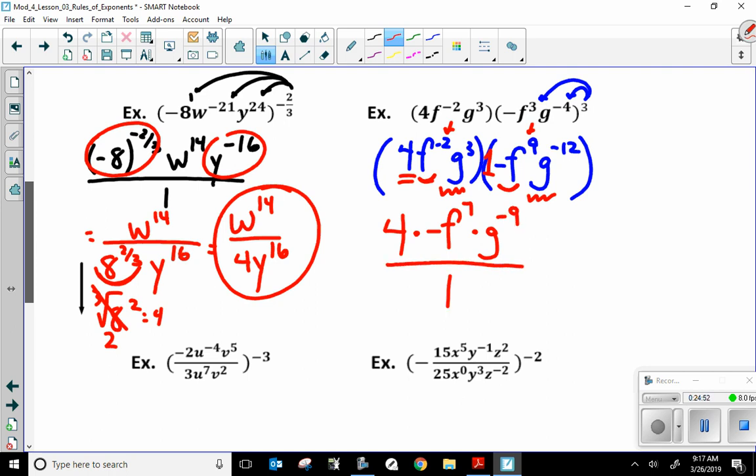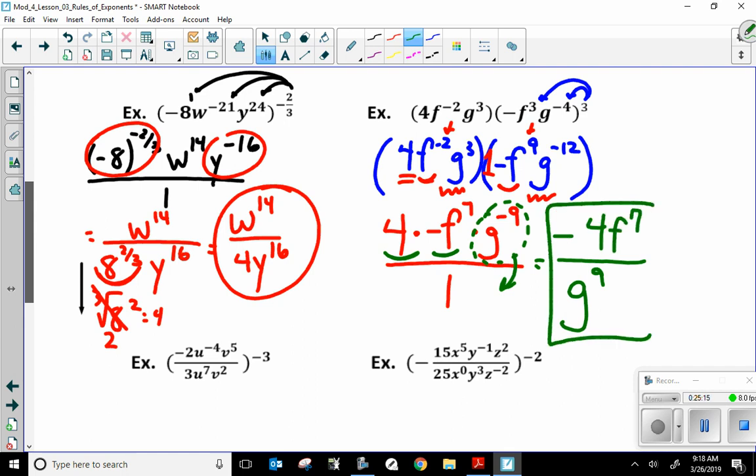And the only thing that I'm flipping, the only thing with a negative exponent, the f does not have a negative exponent. That is a base that is negative, not an exponent. I don't want to flip that. So I have my g to the positive 9 in the bottom. Whenever I multiply a positive and negative, it should be negative 4f to the 7. That was a good problem. Really makes you think. Take your time.